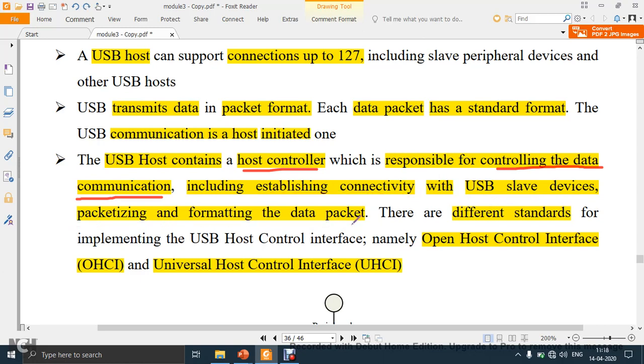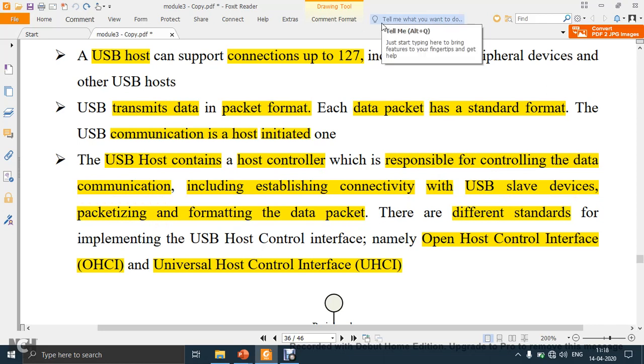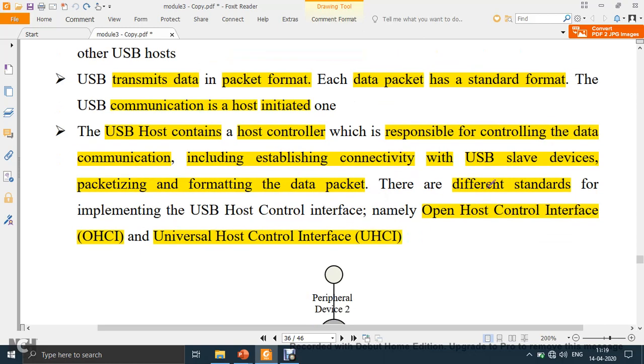See, let's say there is 64-bit data you want to send. So that 64-bit data first has to be organized in terms of packets of some size. Let's say the size is 16 bits, so each packet is of 16 bits. Then the 64-bit data is split into packets of 16 bits. So it is 4 packets because it is 16 into 4, right? So 4 packets will be created and then it will format the data packets. So that is the responsibility of the USB host.